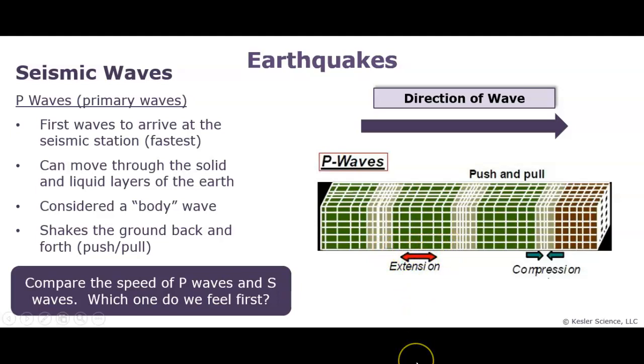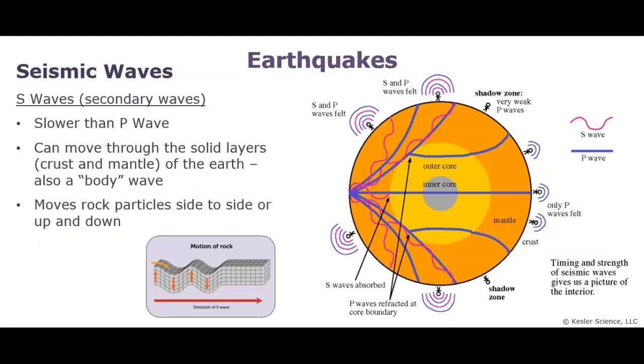And so it's kind of a push and pull type of wave. We will demonstrate a little bit of what that might look like in our next class, but just know for now that it's kind of a back and forth push and pull type of thing. The second type of wave that we're going to look at are called S waves. They are also known as secondary waves. They move much slower than the primary wave or the P wave, much slower.